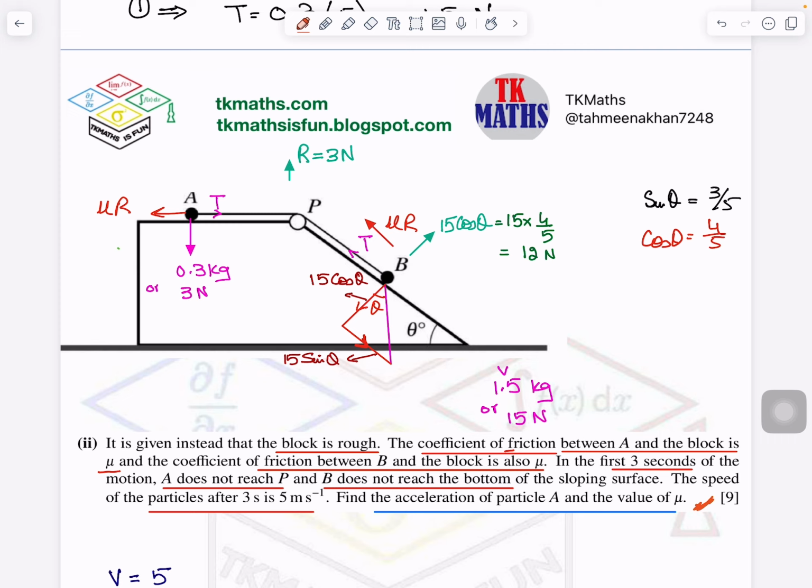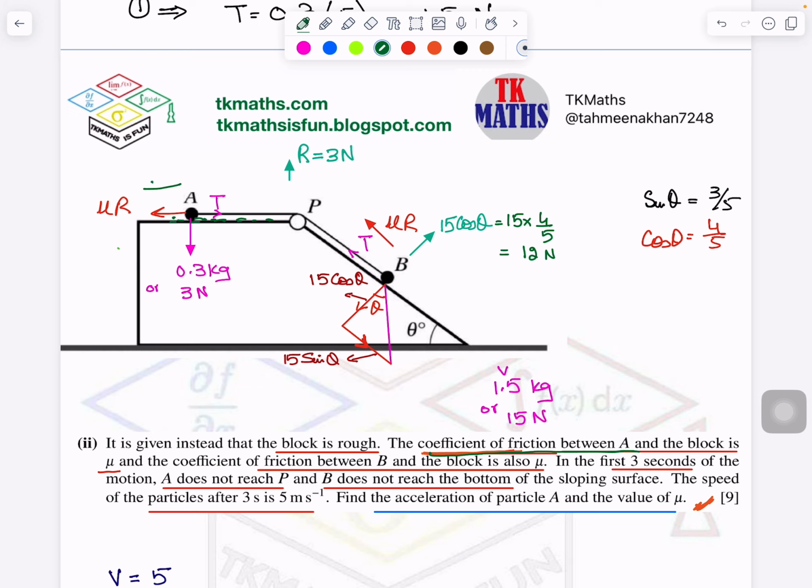Now what is given to you? The block is on a rough surface now. So the coefficient of friction, let me change the color so when I write you can see where I'm writing. The coefficient of friction between A and the block. So you have to find the coefficient of friction on this surface, which is rough.